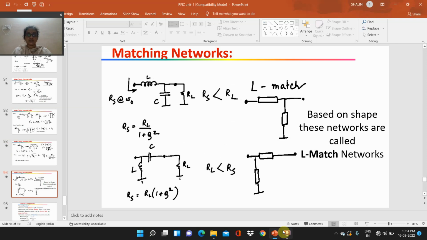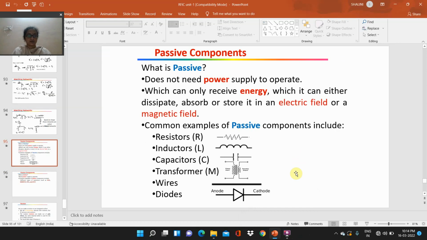Based on the shapes, these networks will be of different types. These networks are called L match if they are arranged in L shape, T match if they are arranged in T shape, and if they are arranged in pi shape, then it is known as pi match networks.